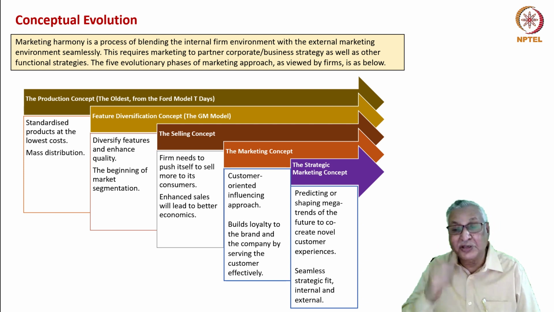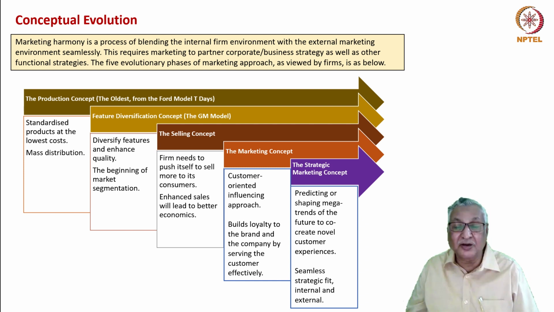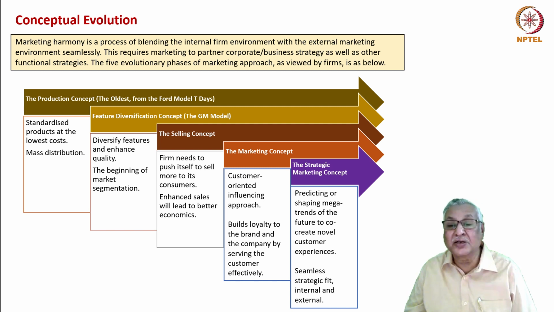Then came the marketing concept, which says that the needs probably are not discovered by the customer so well. So we need to have an influencing approach to market development, a customer oriented influencing approach. Implicit in that is an interest in building a lasting relationship between the company and the consumer, between the product and the requirement, so that there is loyalty to the product, loyalty to the brand. So brand building came as an important constituent of the marketing concept.